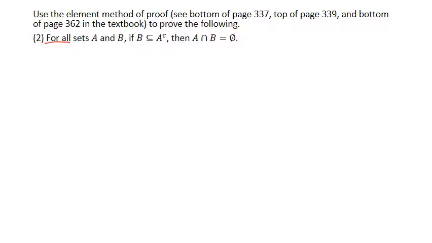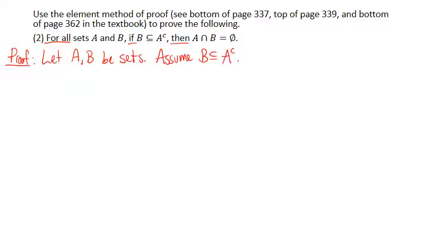So we have the for all, so we're going to translate that to a let. So let A, comma B be sets. Oops, that's not how you spell sets. And then we have an if-then statement, so we're going to assume the if part. Assume B is a subset of A complement, and now we need to show the then part. So we will show this, which is the then.